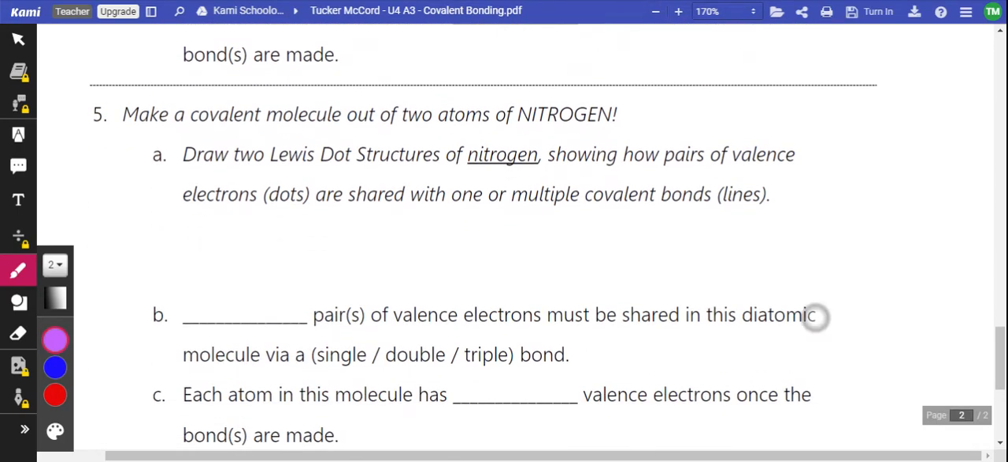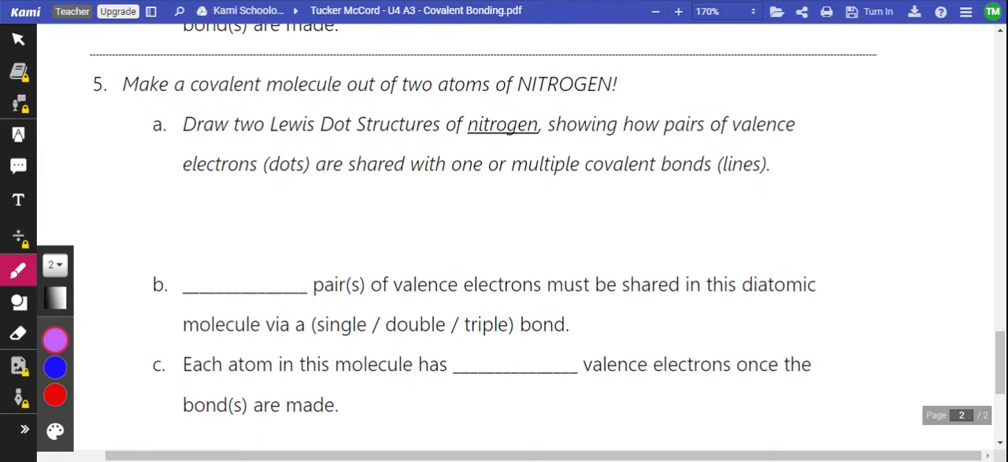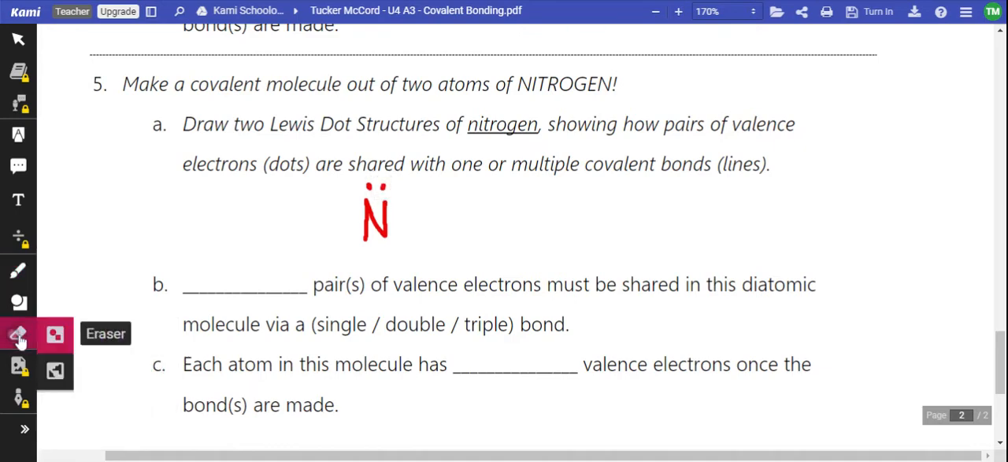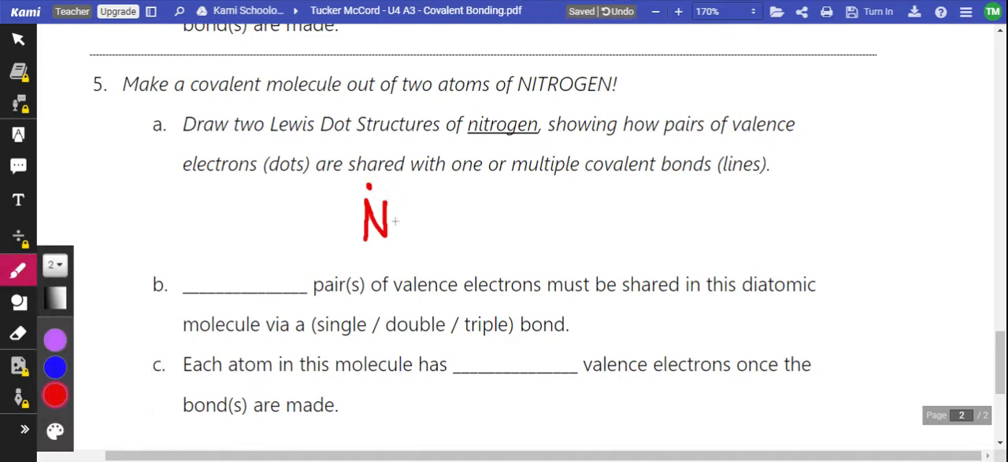Okay, I'm going to show you one more example. Make a covalent molecule out of 2 atoms of nitrogen. Well, nitrogen starts with 5 valence electrons. Oops. Spread them out a little bit more. 2, 3, 4, 5. Let's do this one in blue. It's in column 15, so 2, 3, 4, 5. 5 valence electrons. And again, I'm trying to get them both to an octet of 8 valence electrons.